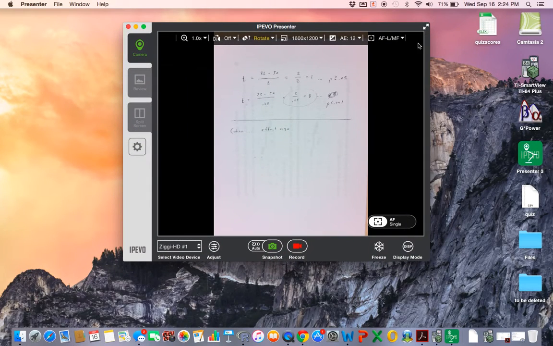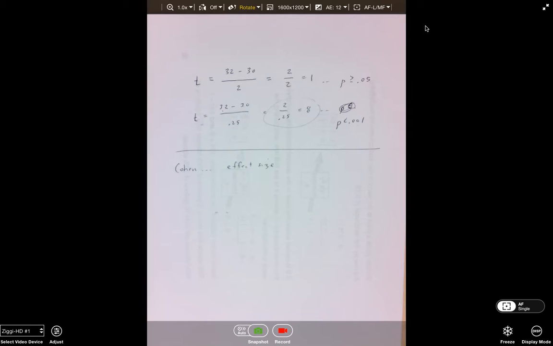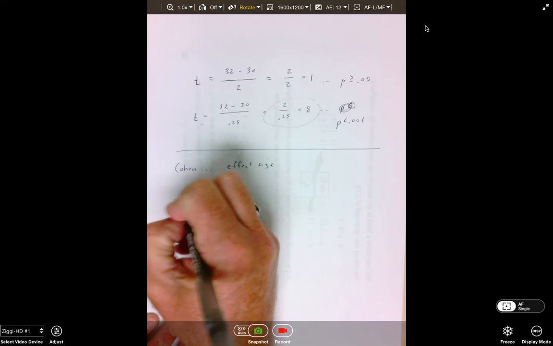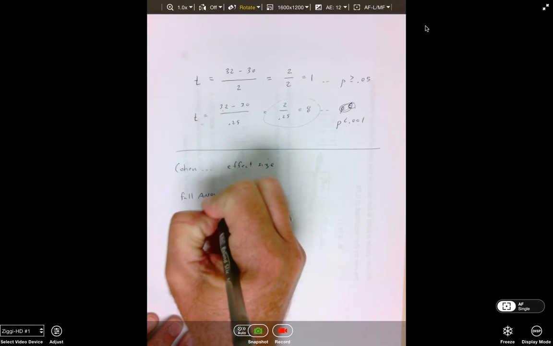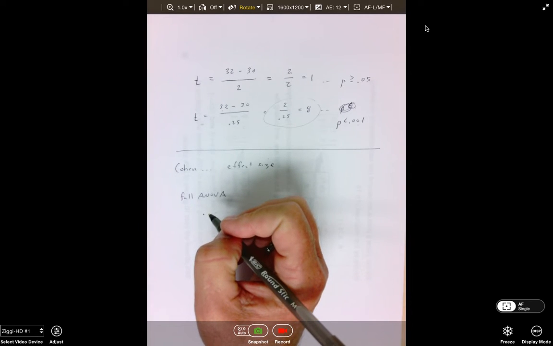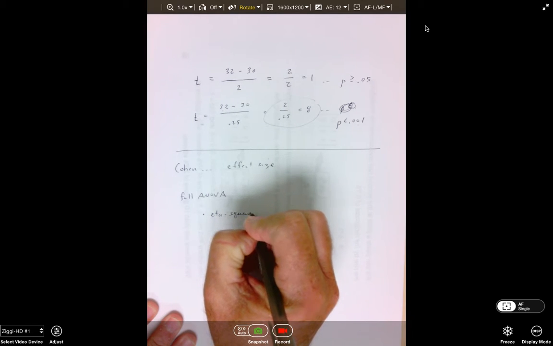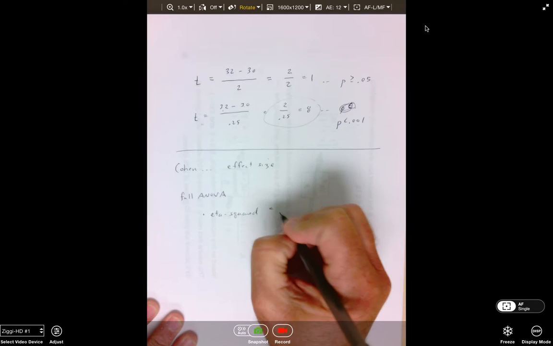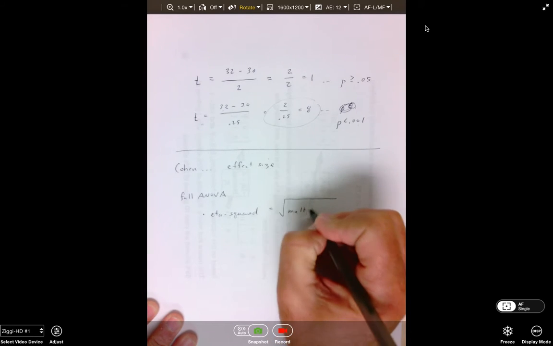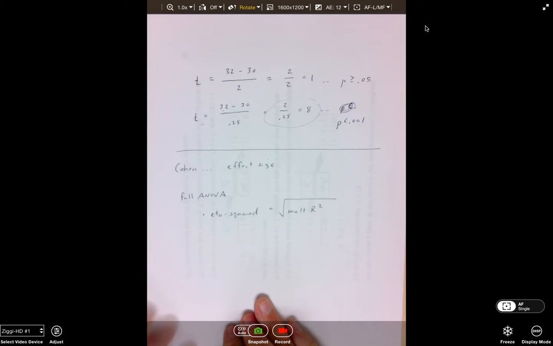Now, what I want to do is show you how we calculate effect size for ANOVA, and for the full ANOVA, the ones that I want to show you are one called the eta squared, which is nothing more than the square root of the multiple R squared, which we can easily get, and then the other is the omega squared.